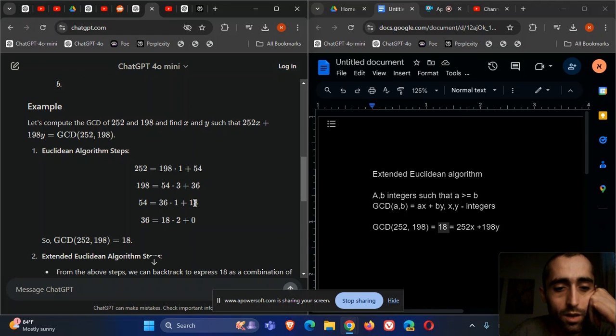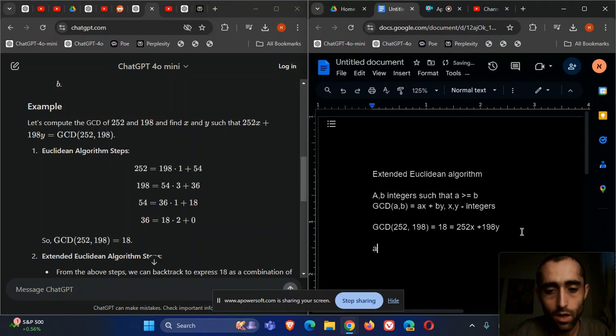Again, taking r to b and b to a. Remember that the equation is a equals bq plus r, and every time we change a to b and b to r. We repeat this until we get r equals 0, and then return b, or you can say return the last r before it became 0.